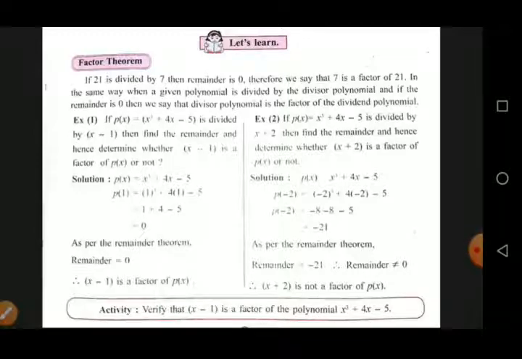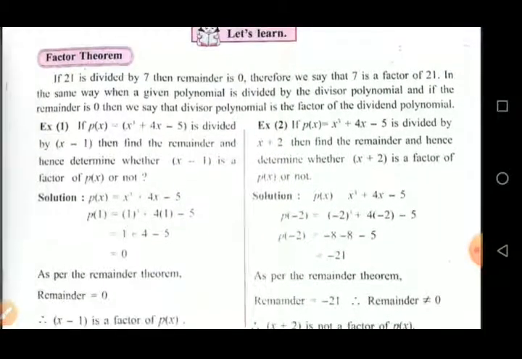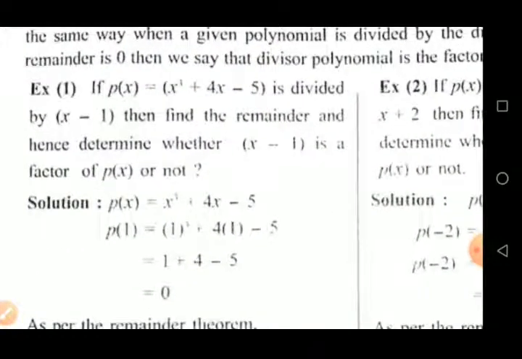See example 1. If p of x equal to x cube plus 4x minus 5 is divided by x minus 1, then find the remainder and hence determine whether x minus 1 is a factor of p of x or not.